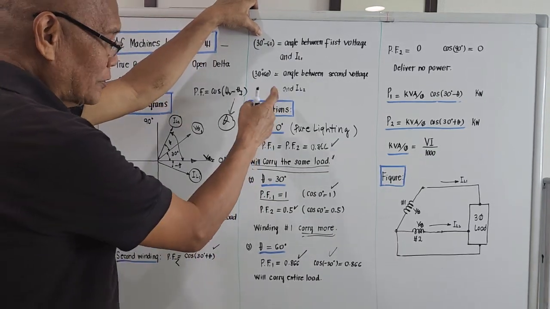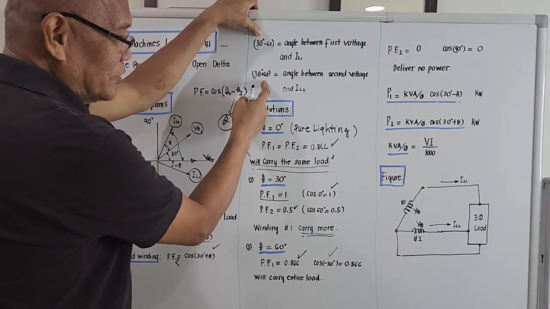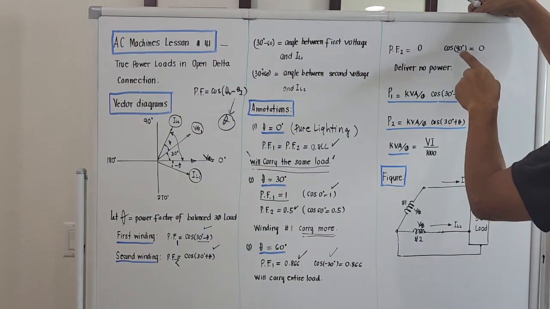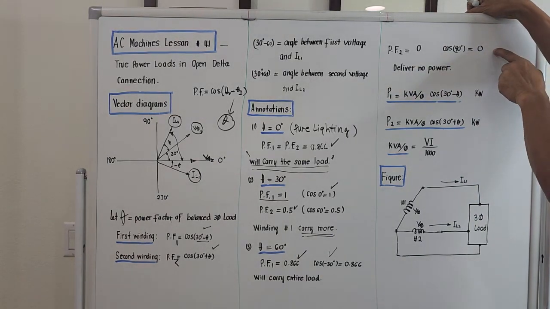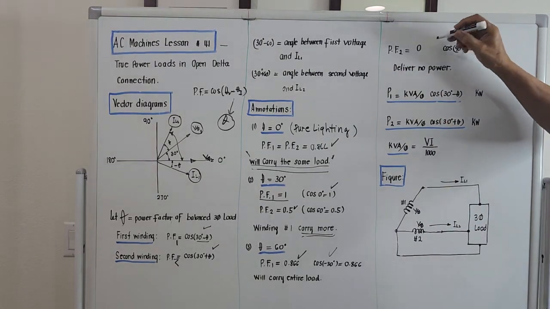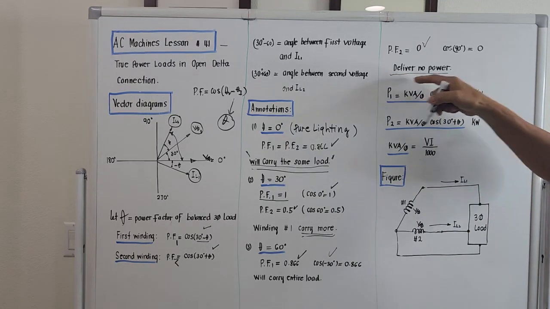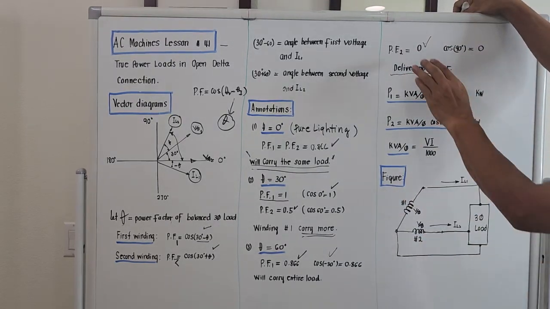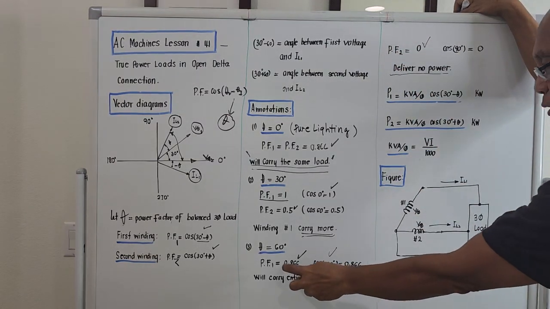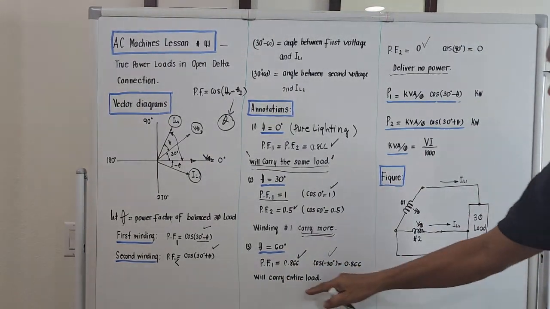Okay, let's try to compute for the power factor number 2, the winding number 2. It should be 30 plus 60. 30 plus 60 is 90. And the cosine of 90 is actually 0. So when theta is 60 degrees, power factor number 2 will be 0. So winding number 2 will not deliver any power. Since power factor number 2 is 0, winding number 2 will carry no power. Transformer number 1 will carry the entire load.